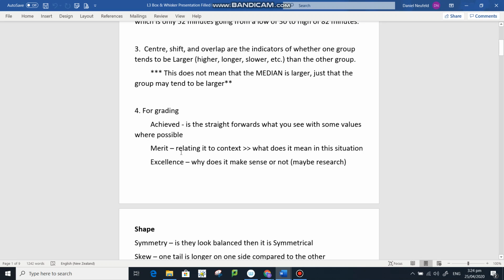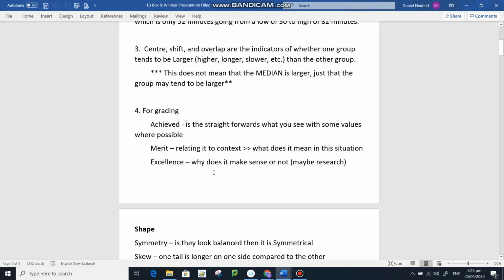For achieved, you're looking at just straight up numbers. For merit, we're relating it to the context, which sometimes is tricky. It's really easy to get caught in the trap of always writing in general terms, like this group is bigger than the other group, has a median that's higher, but you want to be specific. If it's males versus females, that's what you're talking about: male groups, female groups. If the median is 20 minutes, then that's what you say, 20 minutes, not just 20. And if it's the median exercise time, then we should probably say the median exercise time. We always want to be relating it to context. It's an easy way to get ourselves into that merit.